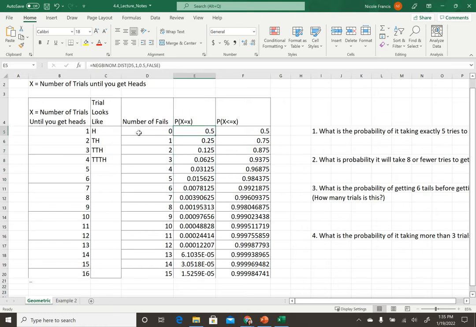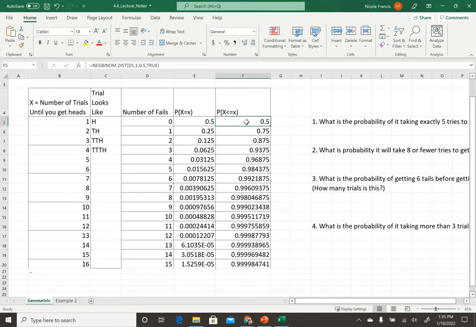And this is my probability distribution table. These are my discrete probabilities. So this is exactly 1 trial, exactly 2 trials, exactly 3 trials, all the way down. And this is my cumulative, just like with the binomial. This is less than or equal to 1 trial. Well, of course, there can only be 1. That's the minimum. So those are the same. This is 1 trial or 2 trials. This is 1, 2, or 3. Again, less than or equal to the number of trials. So this is the probability of 4 or fewer trials, all the way on up.